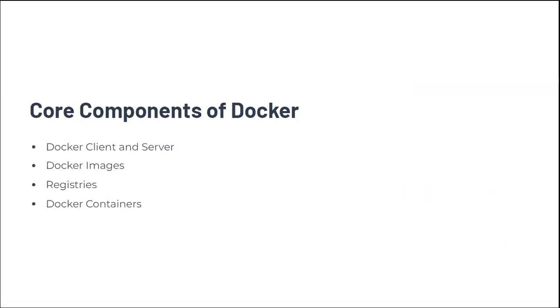These are the four essential components of Docker. First one is Docker client and server. Second one is Docker images. Third one is registries. Fourth one is Docker containers. In the next few slides, we will explore each one in detail with real life examples that make learning easier.